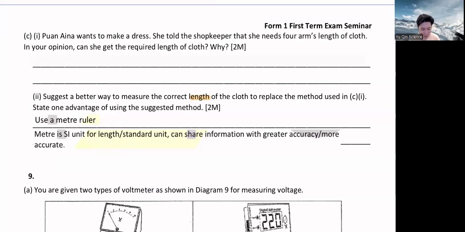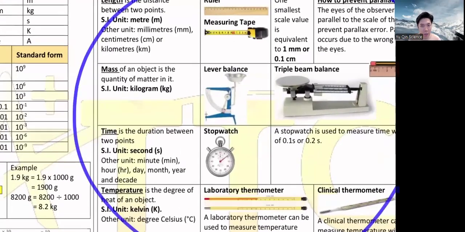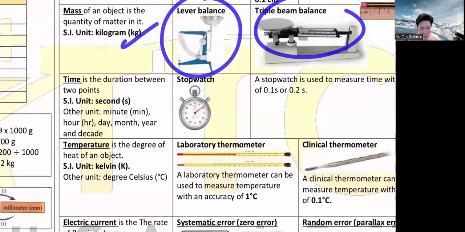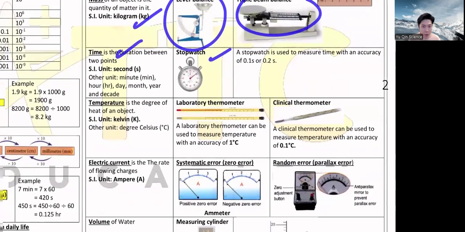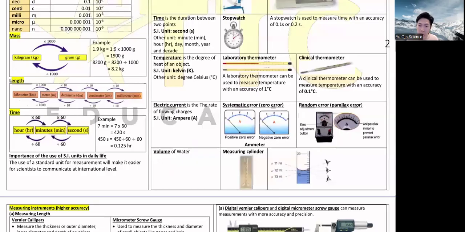Okay, let's go. You need to go through all these things that we use to measure. If you want to measure mass, you need to use a lever balance or beam balance, in kilogram. If you want to measure time, you need to use a stopwatch. Then temperature, electric current, volume of water. You need to read through the details.